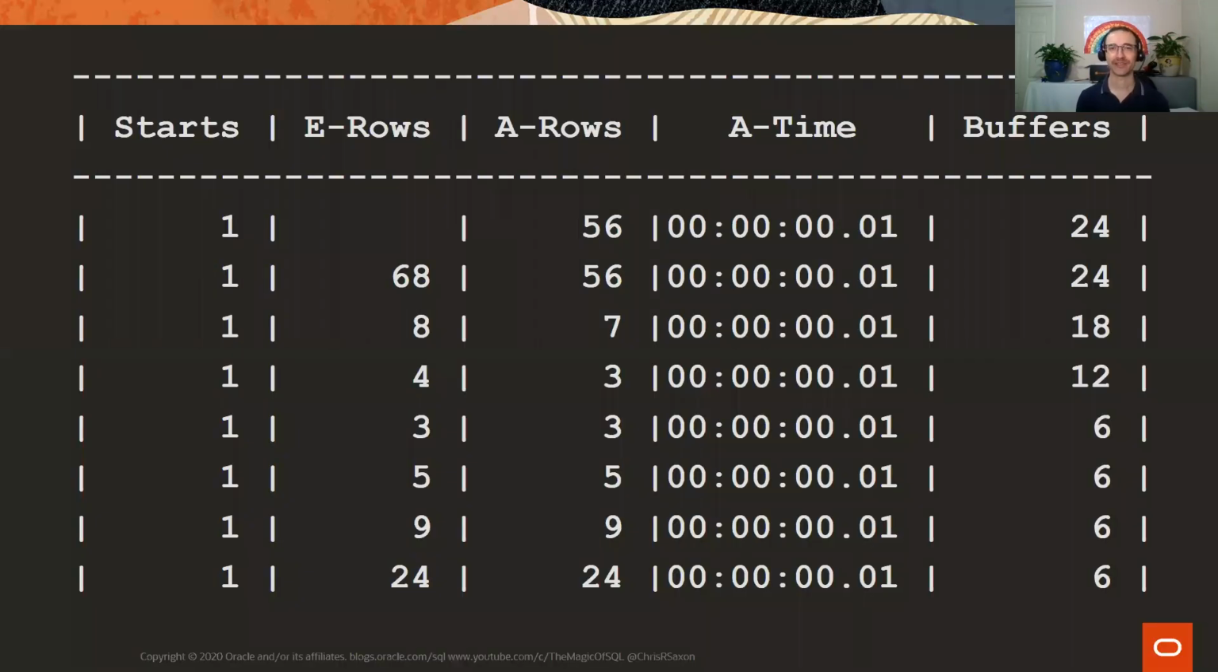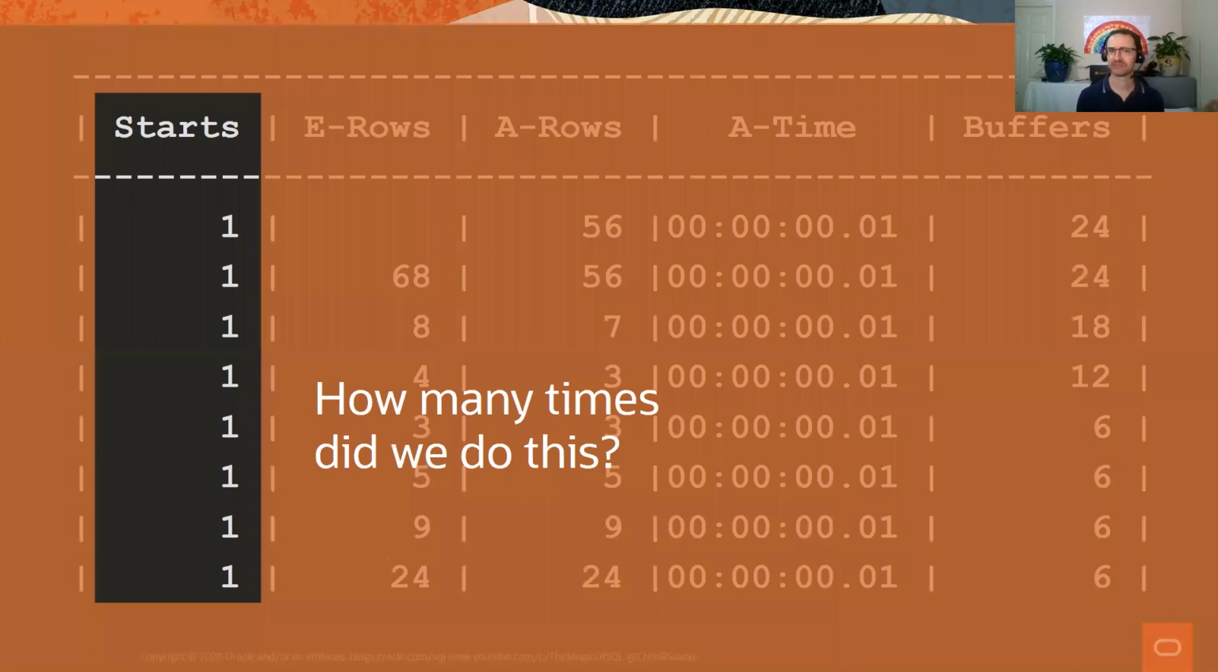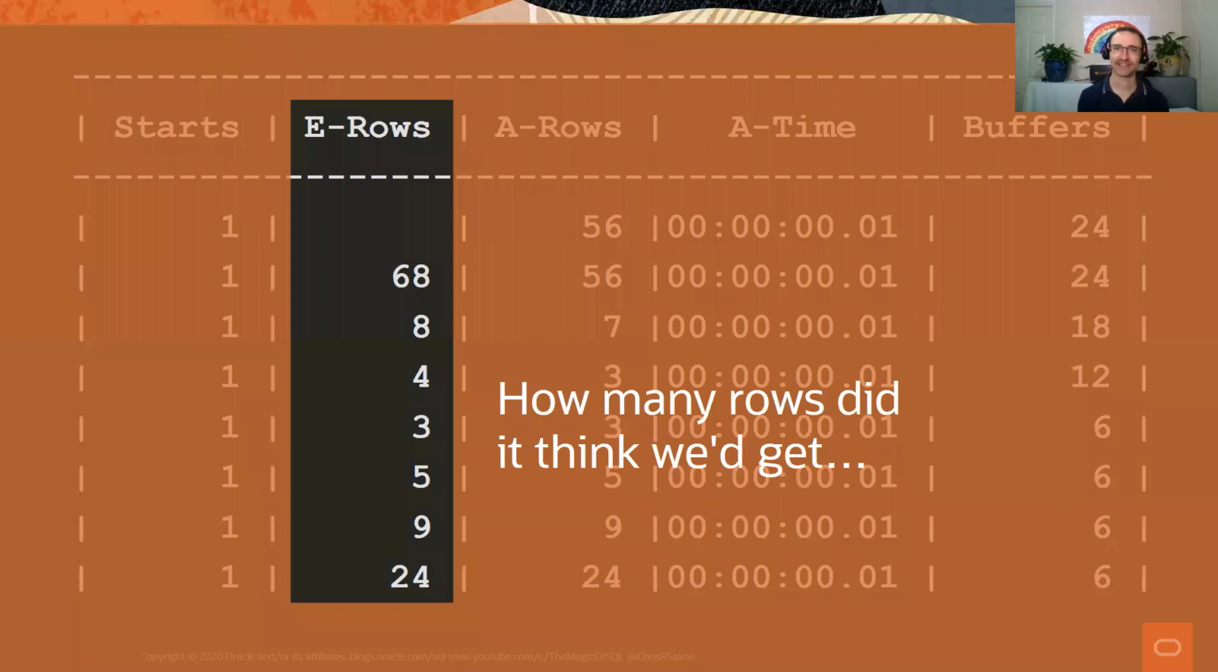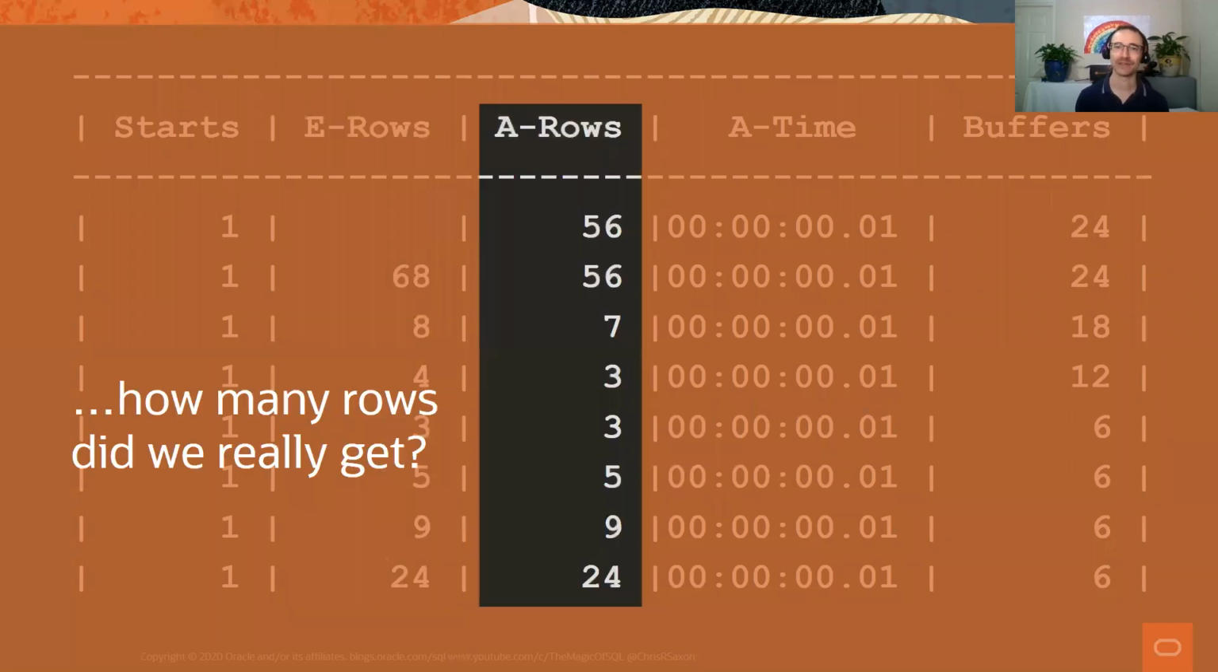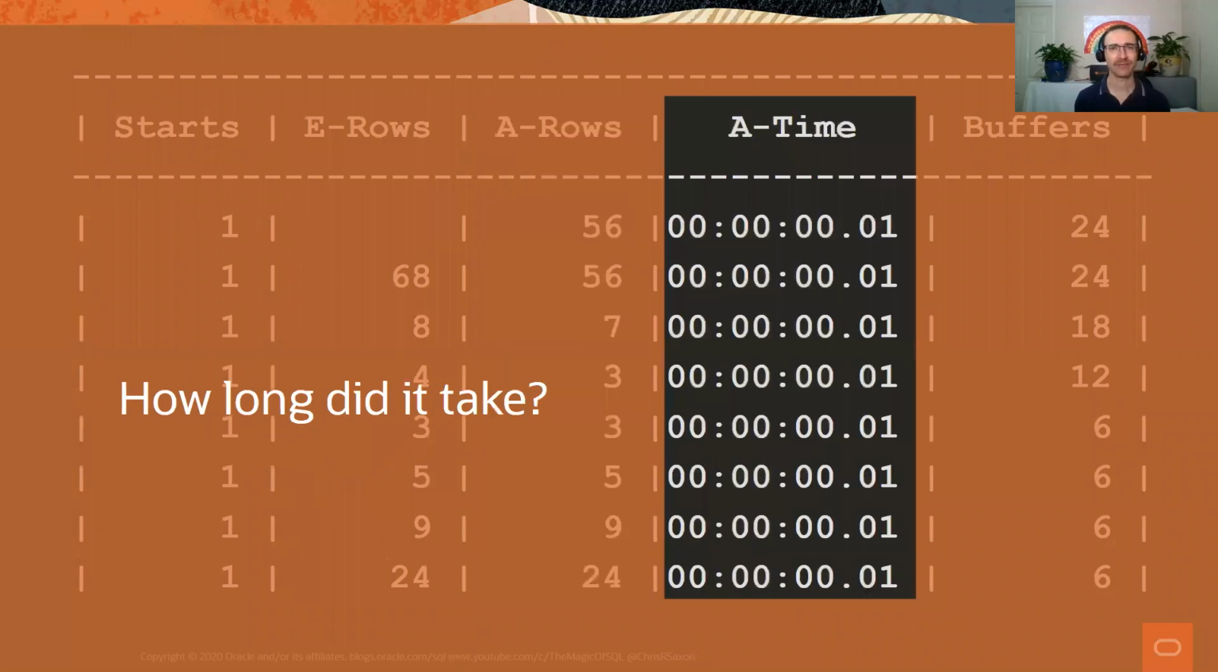You'll then see some extra columns on the right of the plan. These are Starts, E-Rows, A-Rows, A-Time, and Buffers. You might see some other ones as well, but these are five key ones that you'll always see. So Starts, pretty straightforward: how many times did we do this thing? E-Rows, estimated rows: how many rows did the optimizer think it would get for this operation in the plan? And how does this compare to the A-Rows, the actual rows? Like I say, you want to check that these are broadly similar figures. Then we come on to the A-Time, actual time.